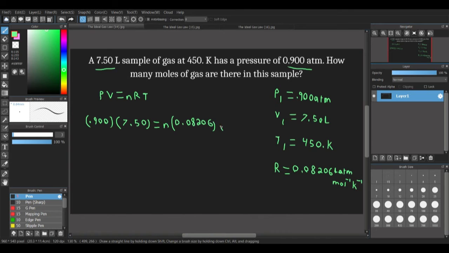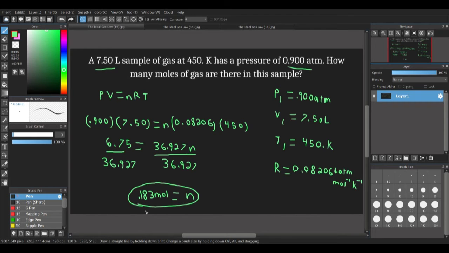0.08206, multiplied by 450. Doing the math on the left, 0.9 times 7.5 is 6.75, and that's equal to 36.927 N. I got that by multiplying R and the temperature. And now to get N by itself and get our final answer, we have to divide by 36.927. And that will give us that the amount of moles is approximately equal to 0.183. And that will be our final answer.